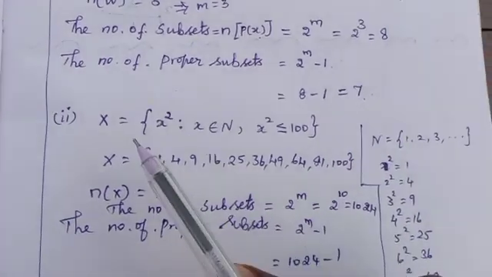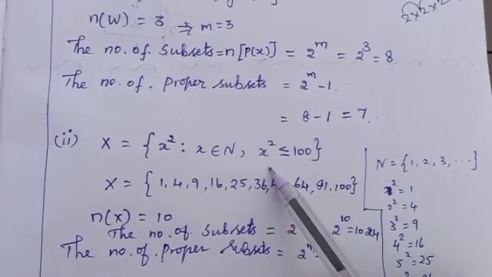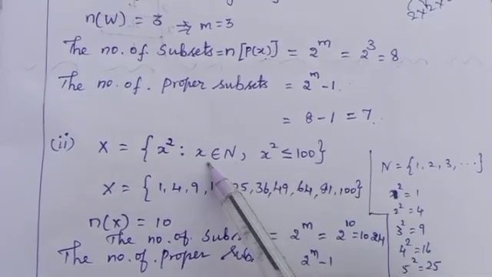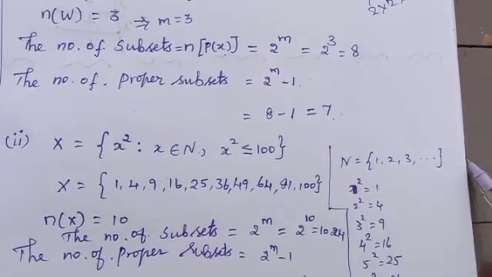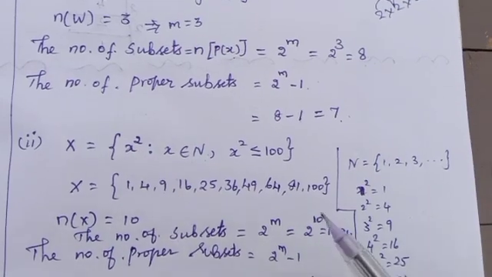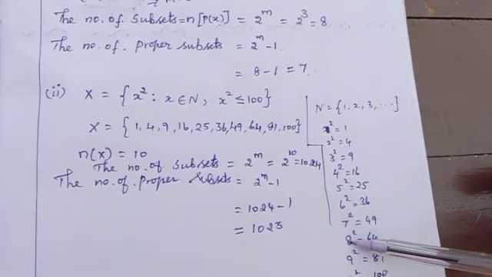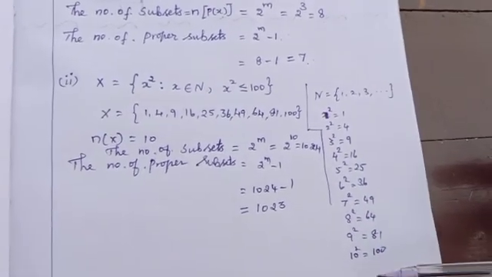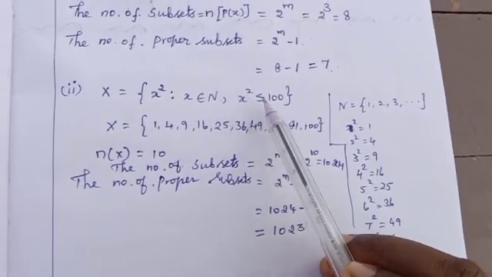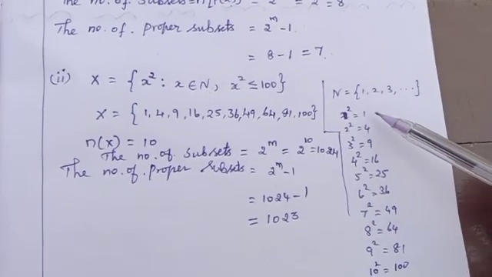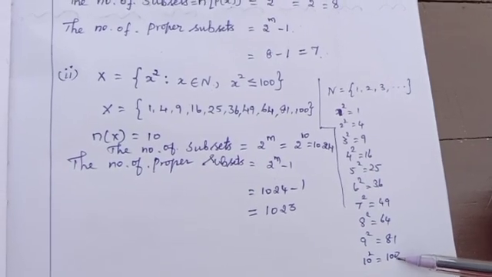Second question: X is equal to the set of all x square such that x belongs to natural numbers, x square less than or equal to 100. For x belonging to natural numbers, normally we know it starts from 1, 2, 3, 4, etc. We need to find square numbers. What are the square numbers? 1 square, 2 square, 3 square, up to 10 square, 11 square, 12 square, it goes on. Refer to the condition x square less than or equal to 100. You have to select the square numbers less than or equal to 100, that is, up to 10 square.